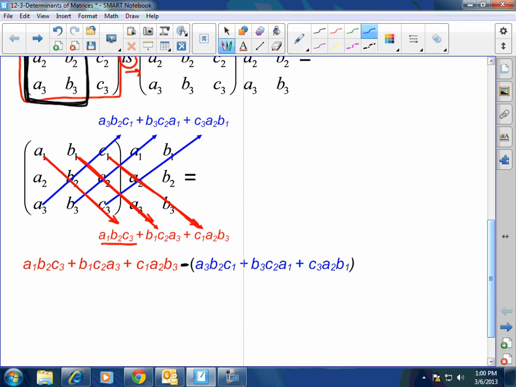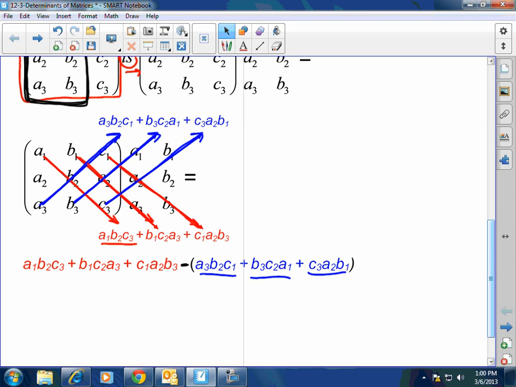Now the blue side. Starting on the bottom left corner, go straight across, multiplying all those three numbers. That's this. Then multiplying across all three numbers. That's this. Then multiplying across all three numbers. You created 6 diagonals. Now it's the sum of the red minus the sum of the blue. That's your determinant for a 3 by 3.